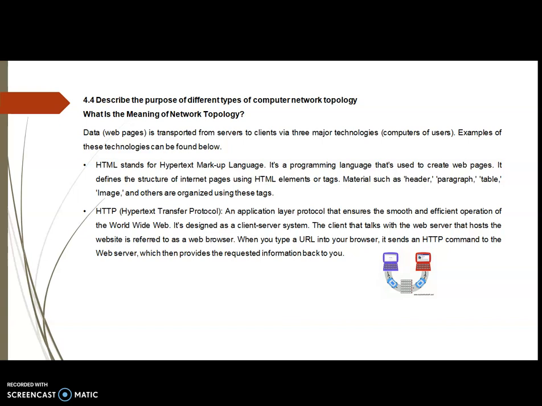4.4 Describe the purpose of different types of computer network topology. What is the meaning of network topology? Data, web pages are transported from servers to clients by three major technologies. Computer of user. Examples of these technologies can be found below.